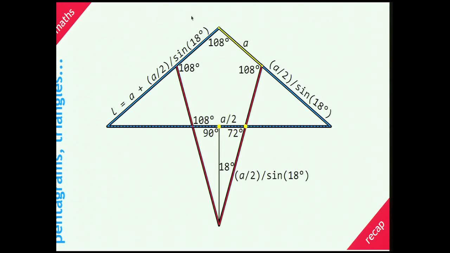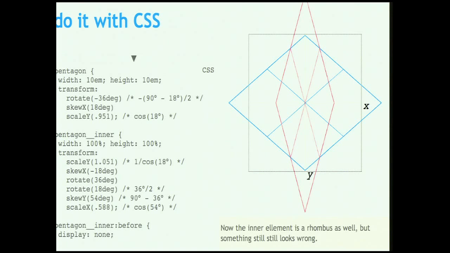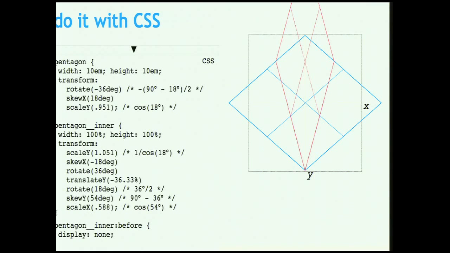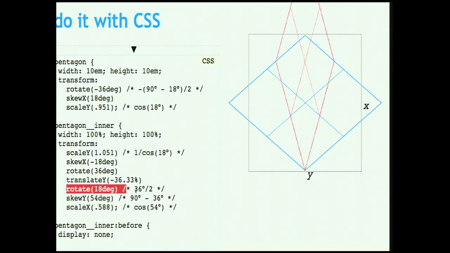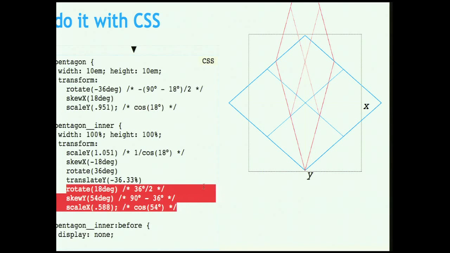And I never actually computed it by hand. I always use SAS for this. And this is how I got the value, the translate y. And I put translate between reverting the transforms for the parent and the new transforms to transform it into a rhombus.